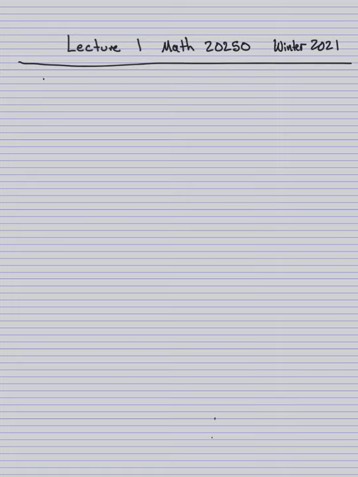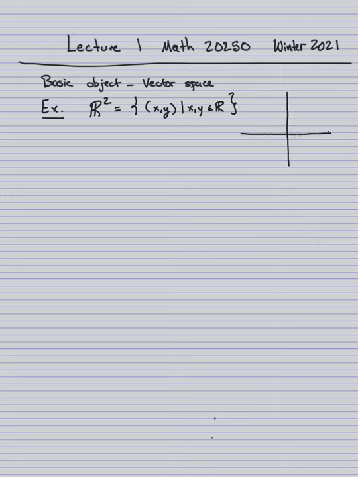Okay? So one of the basic objects that we're going to study in this course is a vector space. Okay? So let me just start with a motivating example. This is going to be R2, so the xy plane. Okay, so pairs of real numbers, ordered pairs. I'll just draw the picture here so we can get some geometric feeling for what's going on.